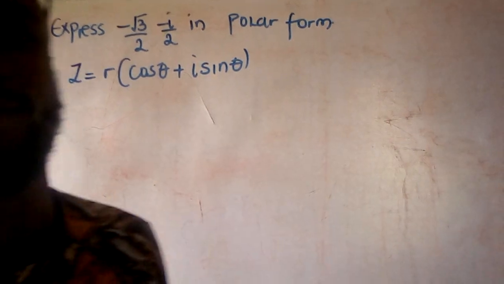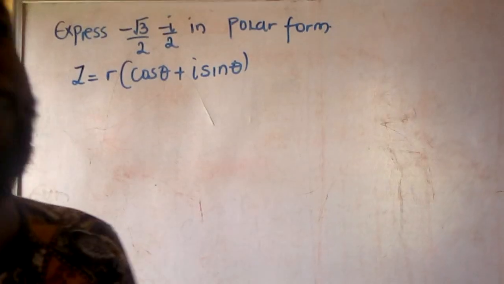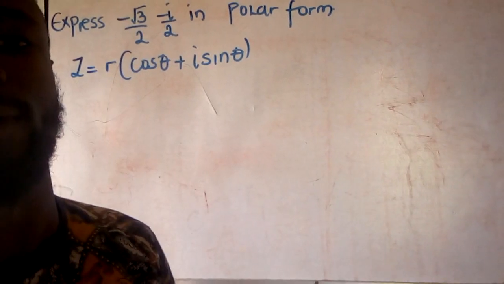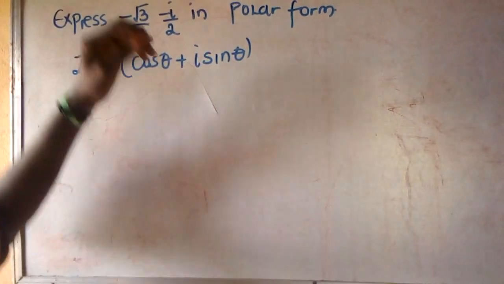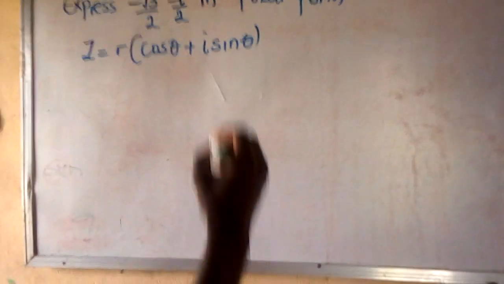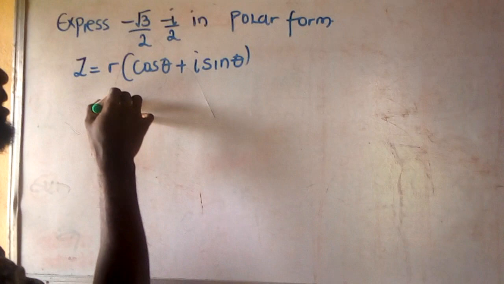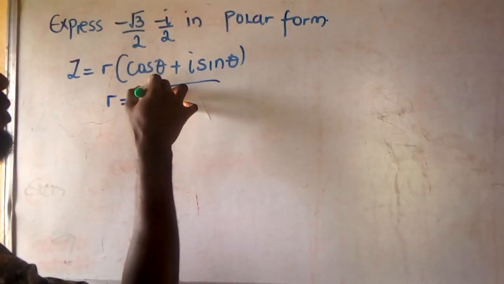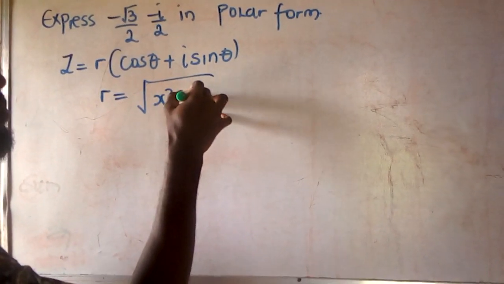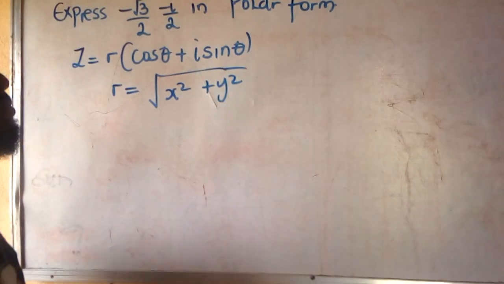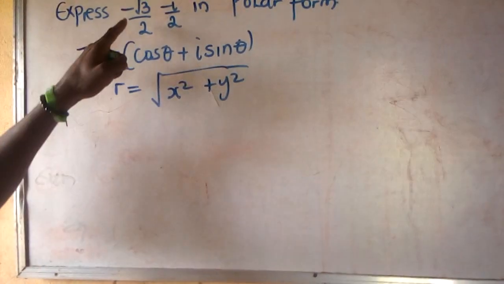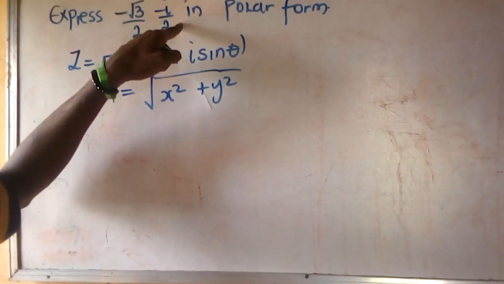If you check my last video, I wrote this under the classification of a complex number. This is the formula of polar form. Now recall that R is always equal to the square root of x squared plus y squared. Which one is my x? This is my x and this one is my y.